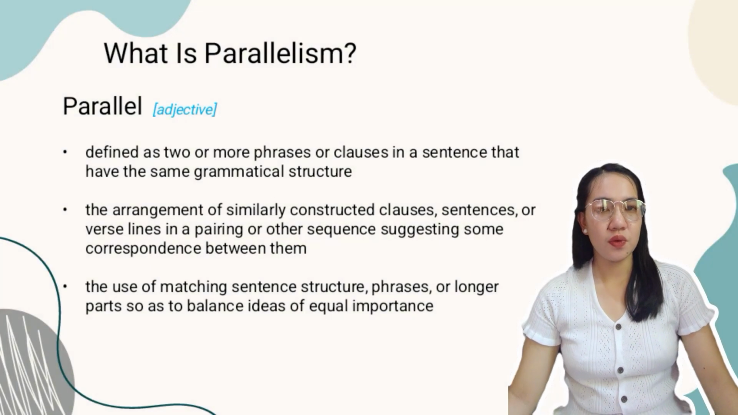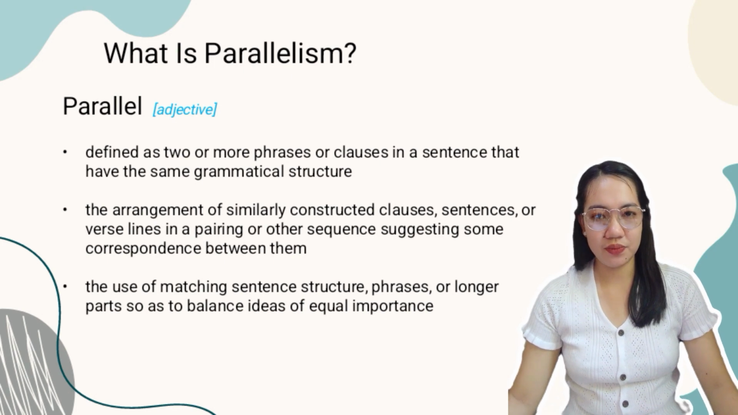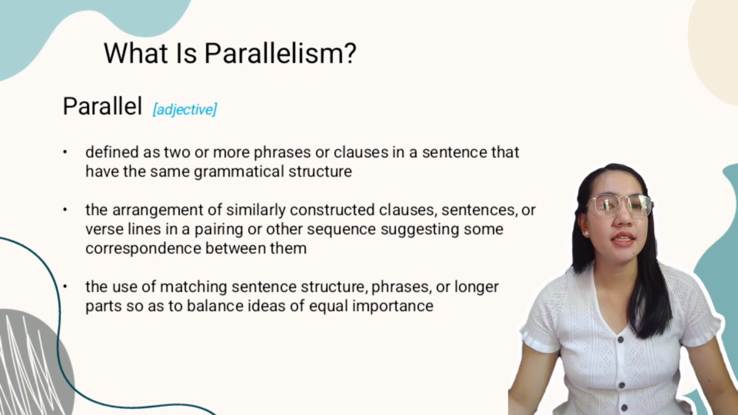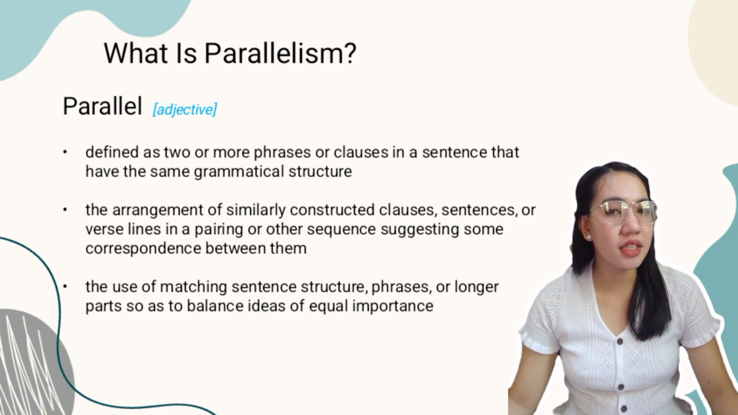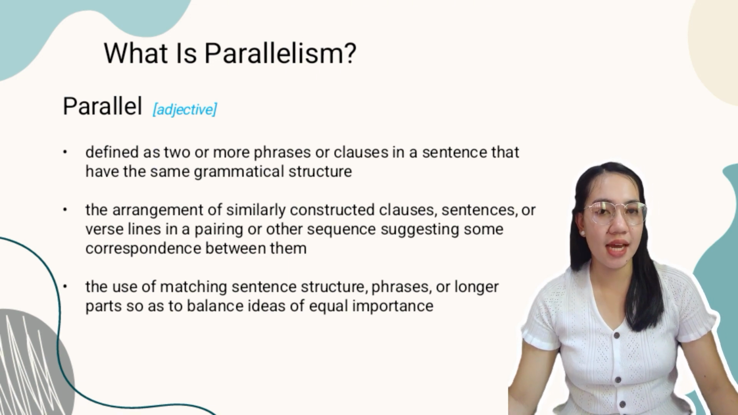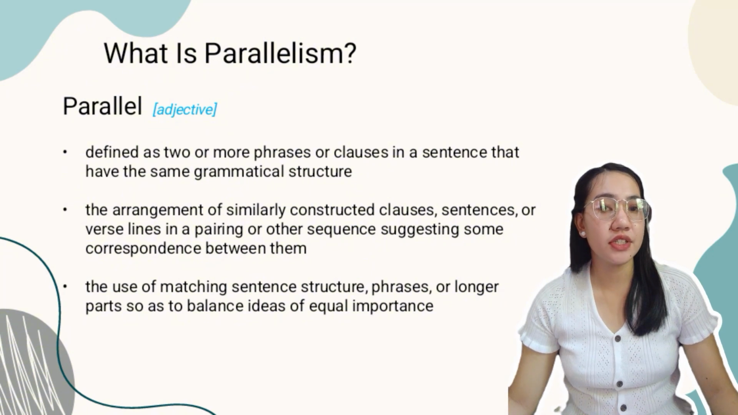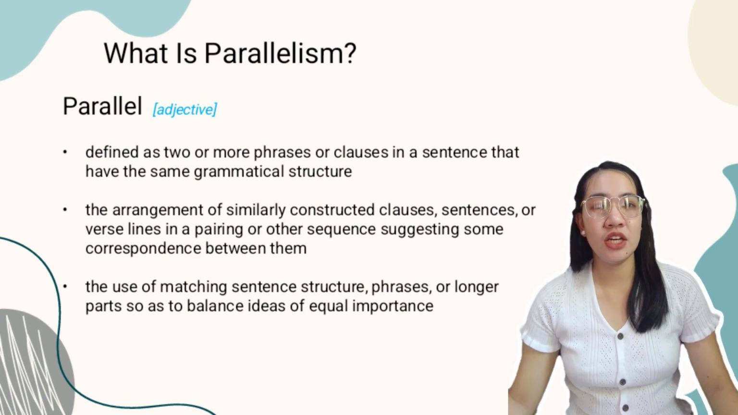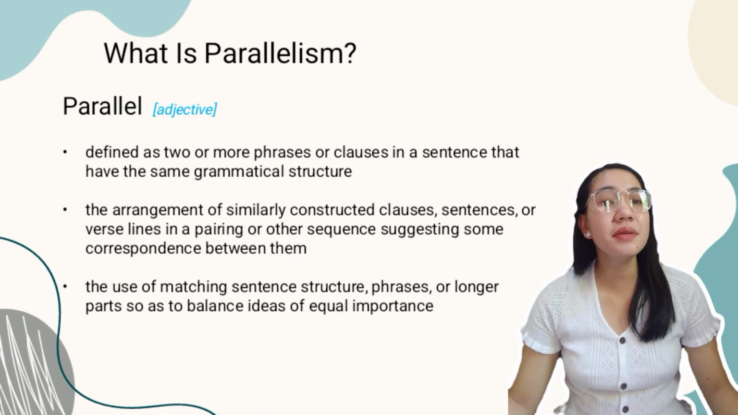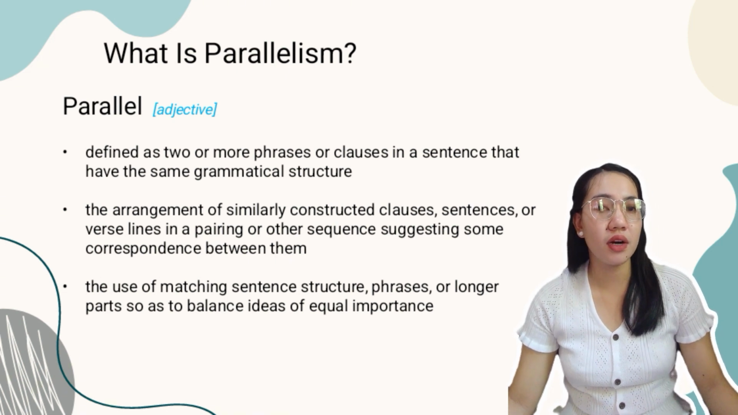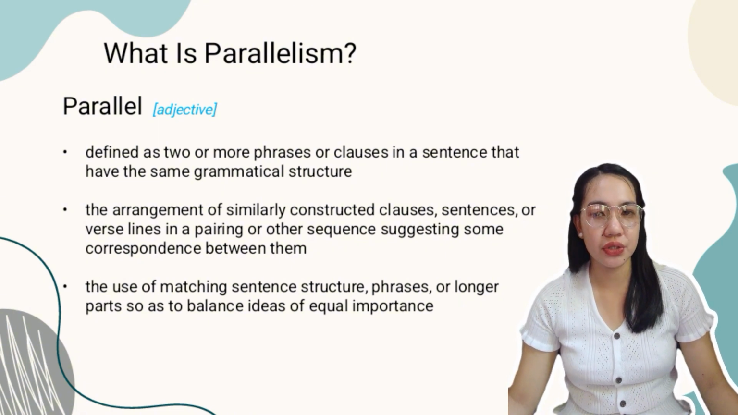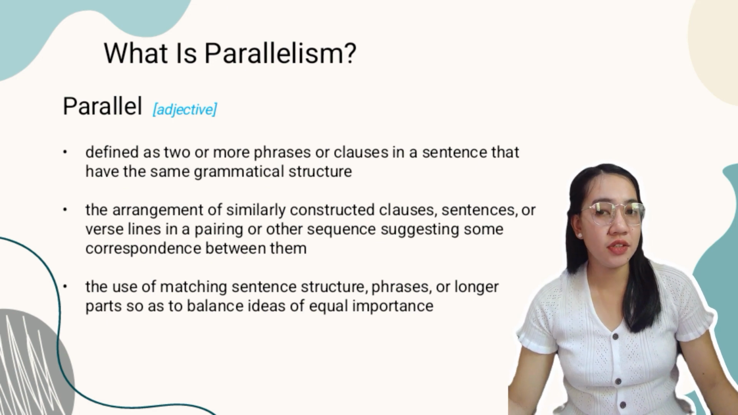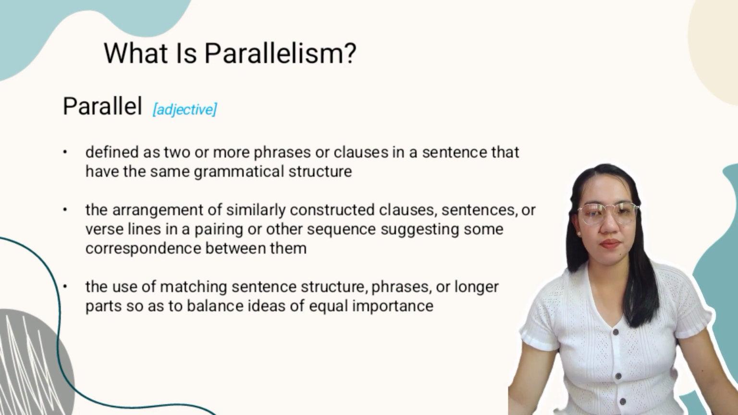The question is, what is parallelism? The word parallel is an adjective that refers to the quality of something being placed side by side, and parallelism refers to the state of something being parallel or in relation to another entity. In English grammar, parallelism is defined as two or more phrases or clauses in a sentence that have the same grammatical structure. It makes the sentence clear, balanced, and meaningful.